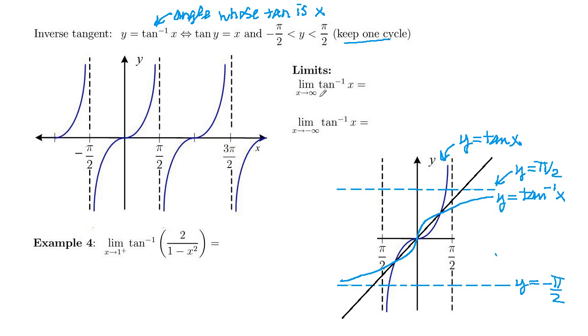So if we ask, well, what is the limit as x goes to infinity of inverse tan of x? So that's going out to infinity here. You can see inverse tan goes up and it's asymptotic to pi over 2. And then limit of inverse tan as x goes to minus infinity. So you go out to minus infinity, come down to the inverse tan function. It's tapering off to negative pi over 2.